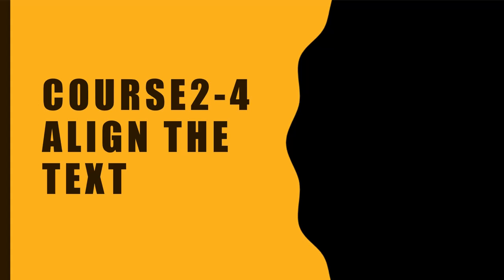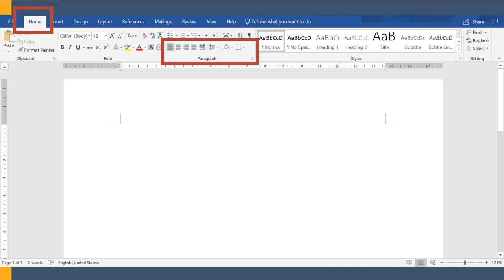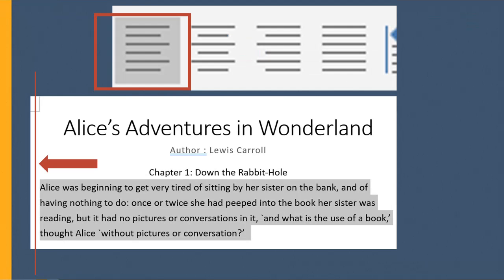At Course 2.4, I will show you how to align the content. Click the Home tab and you can find the Align ribbons in the Paragraph group. The first ribbon can align your content with the left margin. It's commonly used for content and makes the document easier to read.